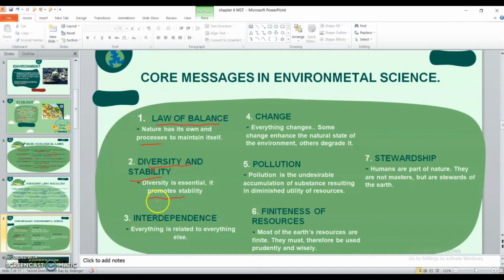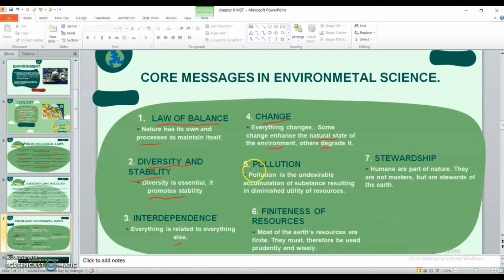The next one is interdependence. Everything is related to everything else, same as the basic ecological laws. The next one is change. Everything changes. Some changes enhance the natural state of the environment, others degrade it. So there is no constant; everything changes.